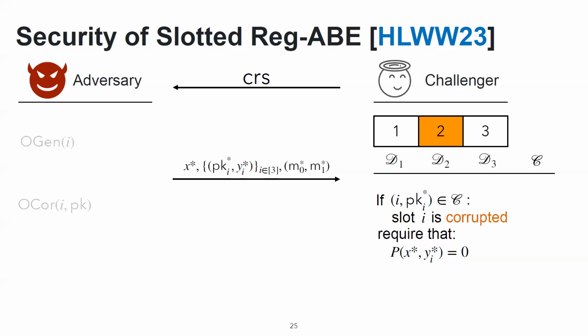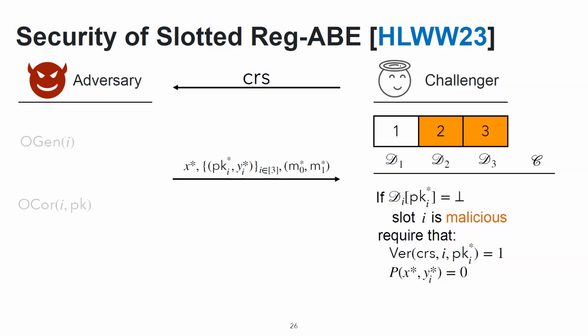In the challenge phase, the adversary submits a value X and two challenge messages, as in standard ABE. In addition, it will submit a series of public keys and values. With the challenge public keys, we consider three cases of slots. The first one is the corrupted case. The public key was given in Oracle Generate but was asked in Oracle Corrupt, which means this public key is generated by the challenger, but the adversary knows its secret key. So in this case, we require the predicate equal to 0.